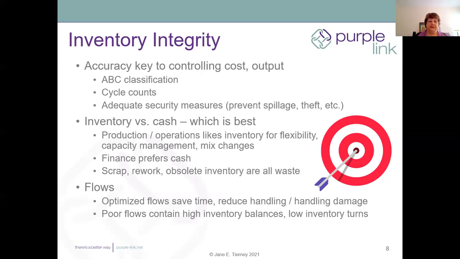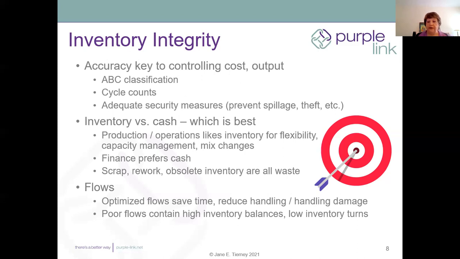And then the B parts are the in-between. Maybe they have kind of medium lead times. Maybe they come from an area that is not reliable to ship into or to ship out of. Maybe they have a little bit of value, but not as much as an A part.